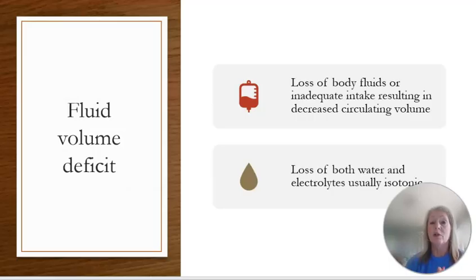Okay, so first thing we're going to look at is not enough fluid. So how do we get into a situation where we don't have enough fluid? Well, we're losing body fluids. Either we're not taking in enough intake, drinking enough, getting enough volume that we depleted our stuff. This might be somebody who has been vomiting, has diarrhea. This might be somebody who is hemorrhaging. So we're losing those body fluids. And it could also be the loss of both water and electrolytes.